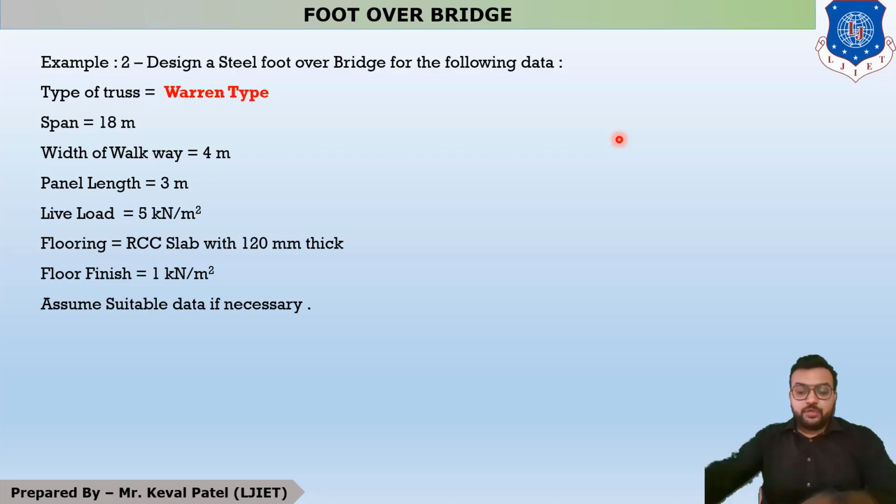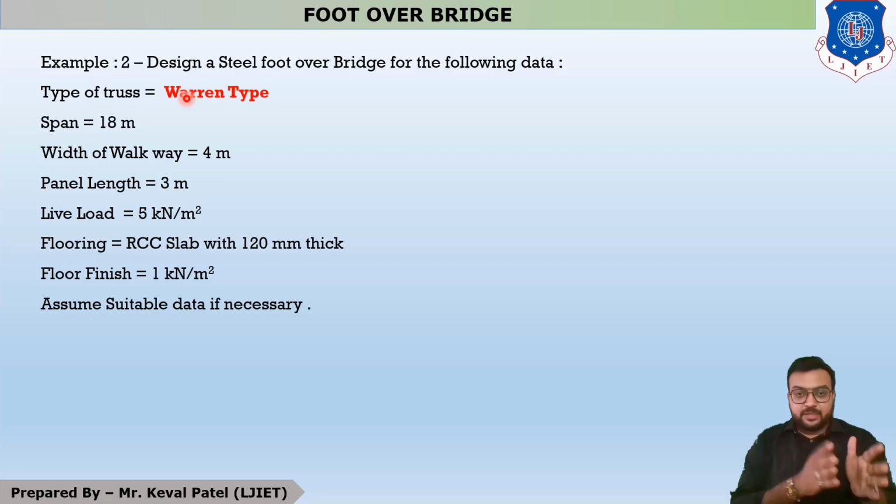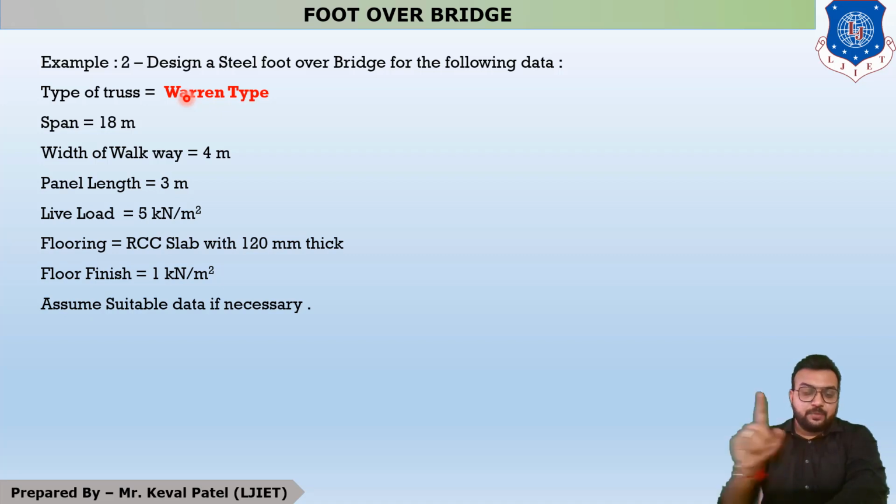Okay, so in our example number 2, you have to design a Warren type foot over bridge having a span of 18 meter. The panel length is 3 meters, so there are 6 panels of 3 meter. The width of the walkway, which is the pedestrian's width, is 4 meter. Another load data: first is flooring having a thickness of 120 mm, live load is 5 kilonewton per meter square, and floor finish is 1 kilonewton per meter square.